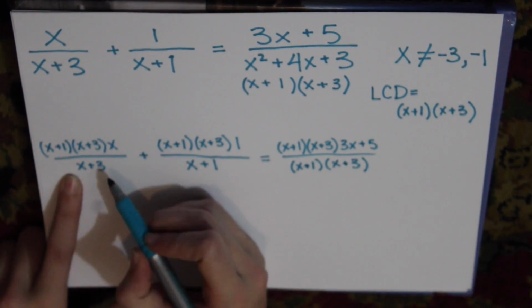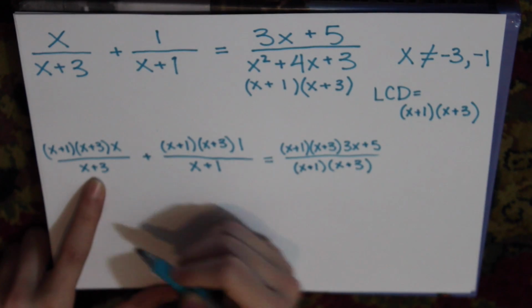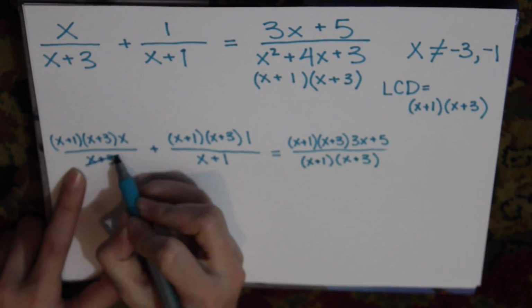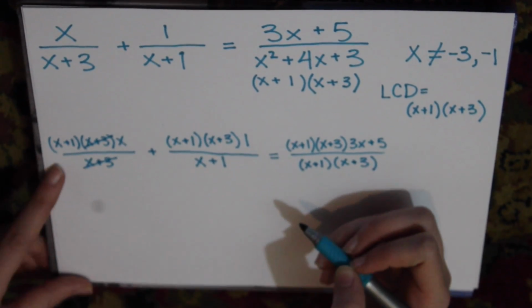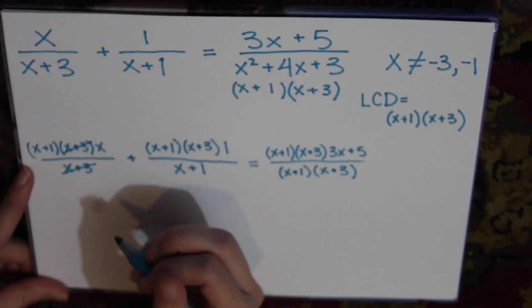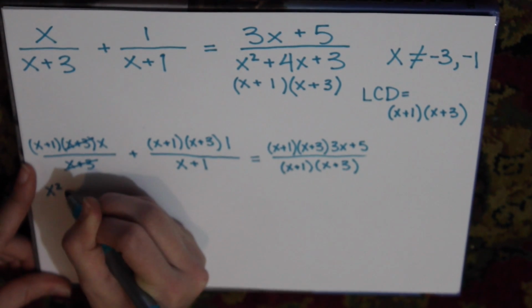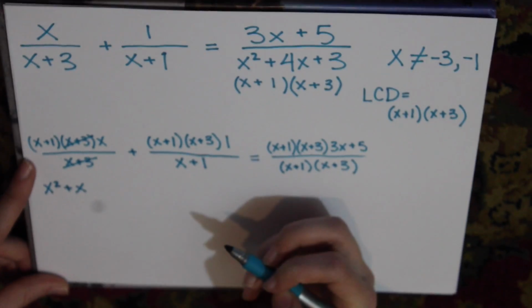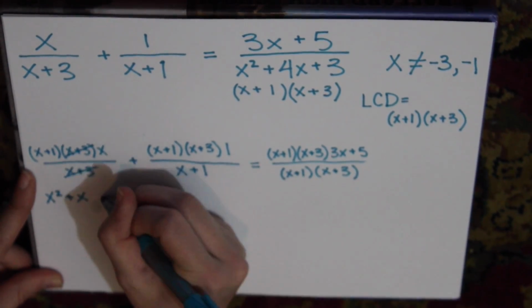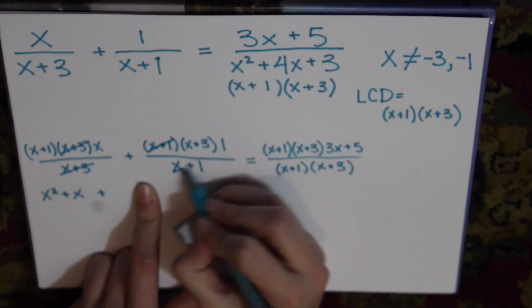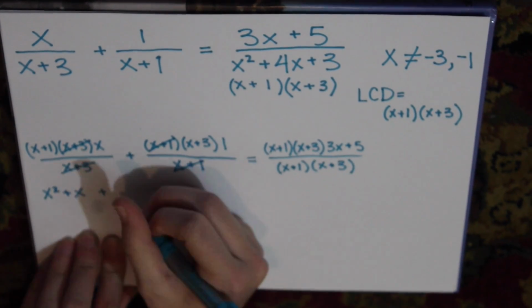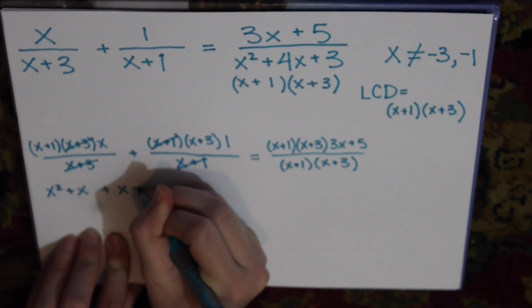So now very quickly we're going to clear out the denominators and simplify. You see an x plus 3 and an x plus 3 on top and bottom, so we're going to cross those out. Now we're going to write that down below simplified. So it would be x plus 1 times x, or x squared plus x. Plus, now you see an x plus 1 and an x plus 1 on top and bottom, so we cross those out, and it is just going to be x plus 3.